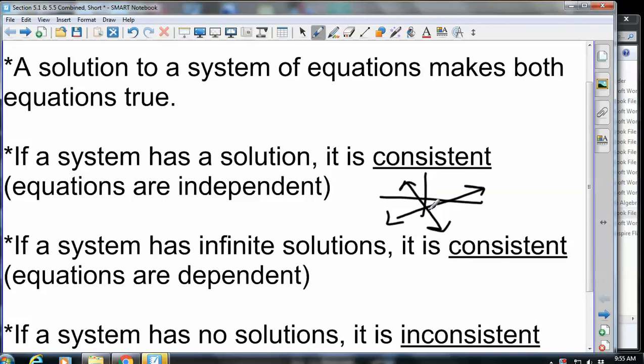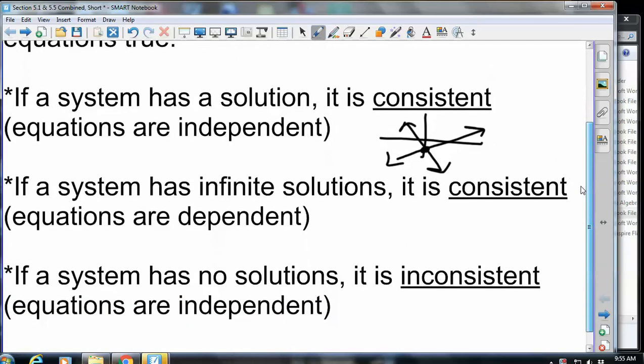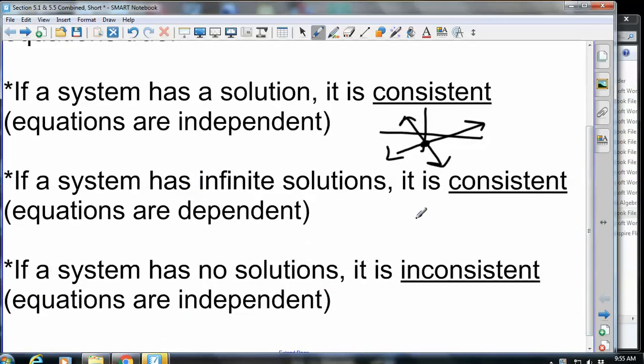that meet in one point. And this is your solution. That's consistent, independent. They only meet once, you can list that point, that's your answer. If it's infinite solutions, it's called consistent and dependent. So infinite solutions would be when you have two equations and they're the exact same line. So it's consistent, you can find points that make them both true, but they are dependent because they are the same line. So it's every point on that line makes it true.